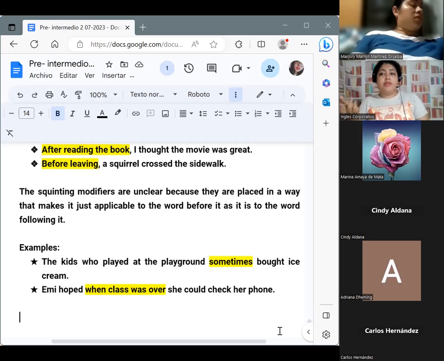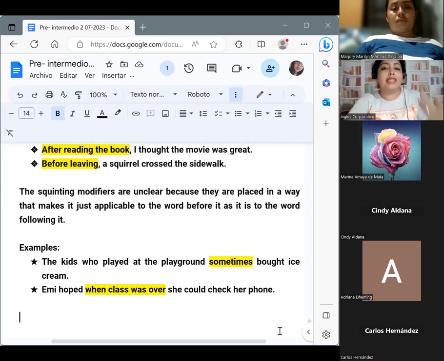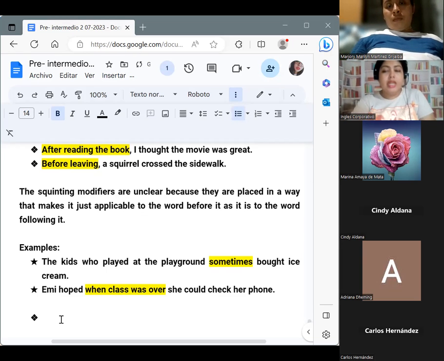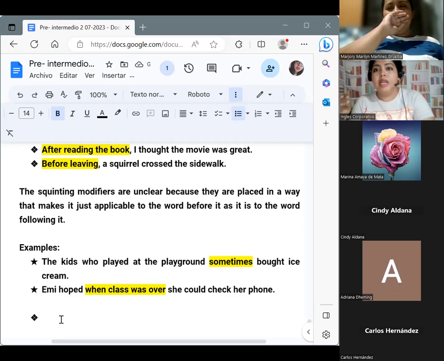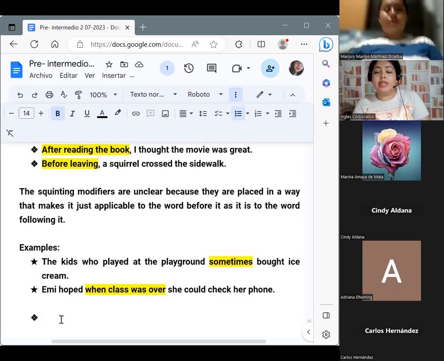En el caso de la primera, el modificador es sometimes. En el caso de la segunda, when class was over. Entonces, para arreglarlo, para que se entienda mejor, en el primer caso vamos a escribirlo de esta forma. You know that we are using the word sometimes. And in the case of the adverbs, we know that sometimes is the kind of word that we can write in different places. Cuando hablamos de los adverbios, sabemos que estos van en un lugar específico. Pero el único que se puede mover entre la oración es el adverbio sometimes. Sometimes puede ir en diferentes lugares de la oración.